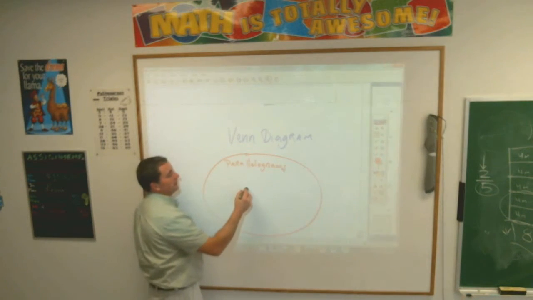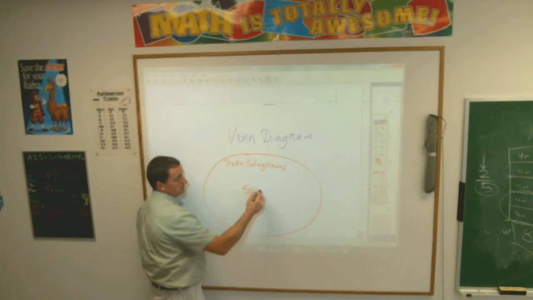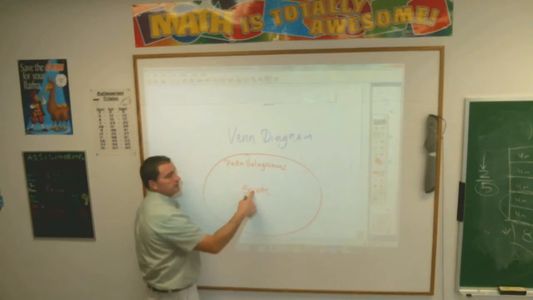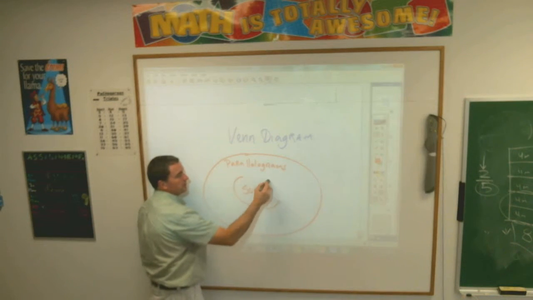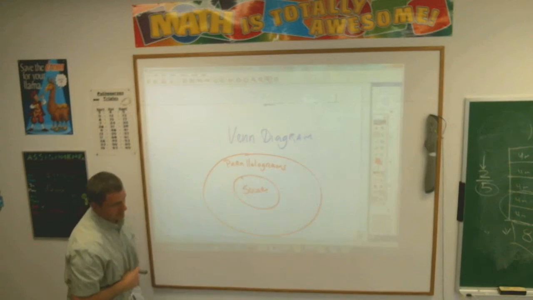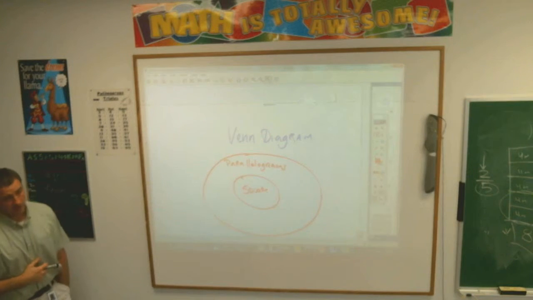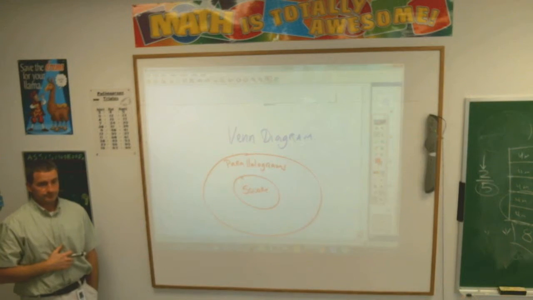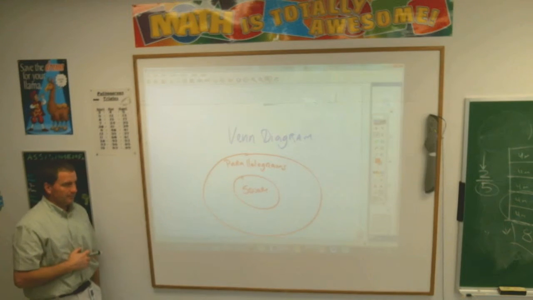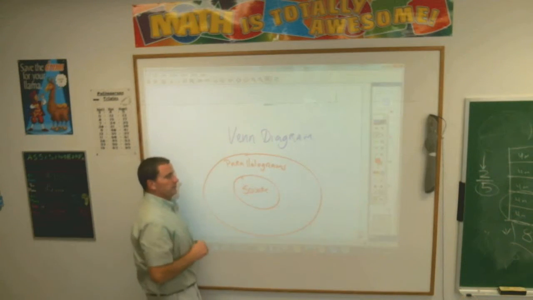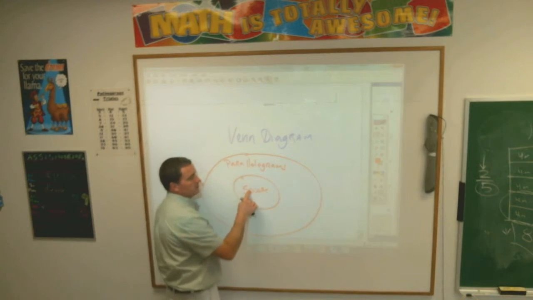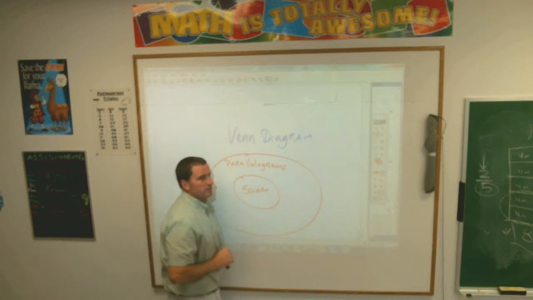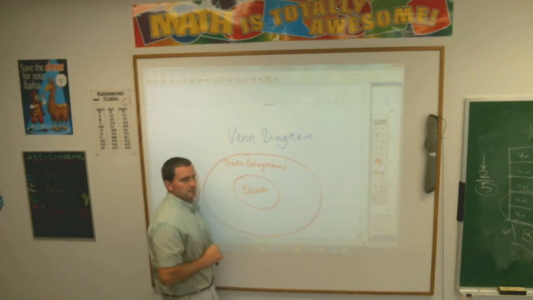Okay, you can have a square. All squares are inside this parallelogram. Why? Because all squares are parallelograms. What other types of parallelograms can I have? A rhombus. Now, here's a question for you. Are all squares rhombuses or are all rhombuses squares?